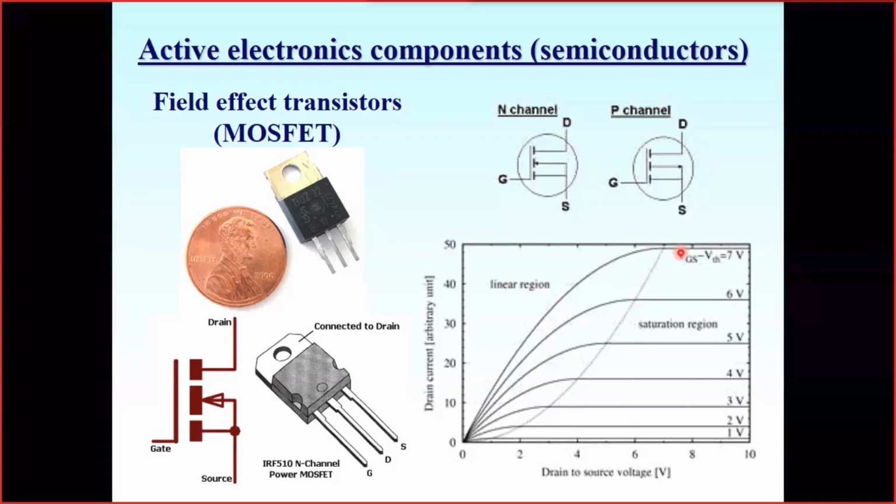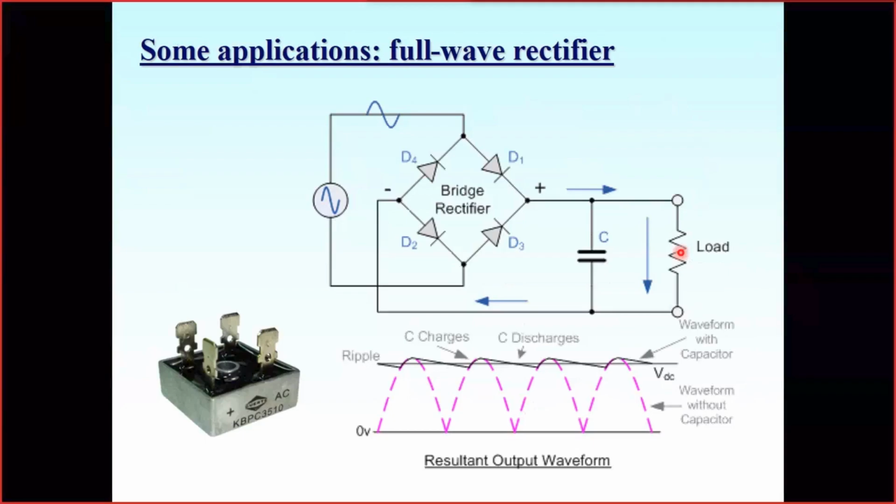Now some applications of active components, for instance, the application of the diode. The typical application of the diode is current rectifiers. Here a four-diode bridge, the so-called full wave rectifier, is shown, and I think that you know quite well how it works. These four diodes switched in a bridge allow the current to pass through the load in only one direction.